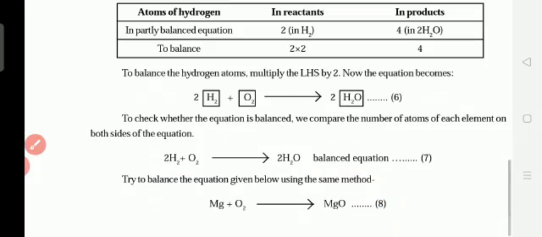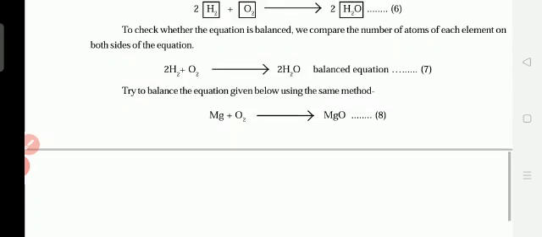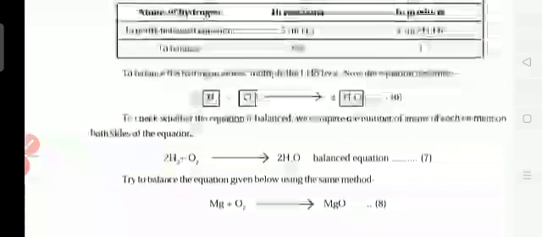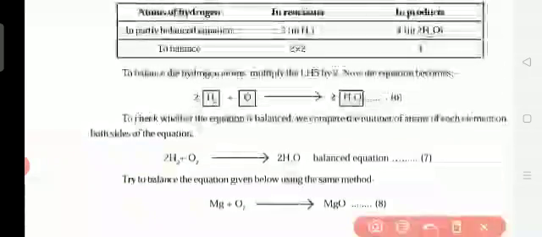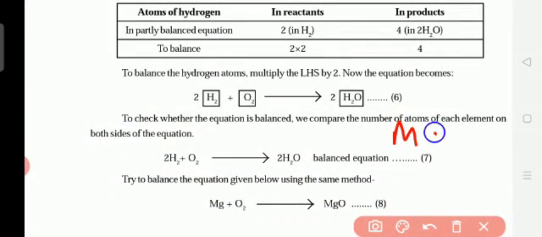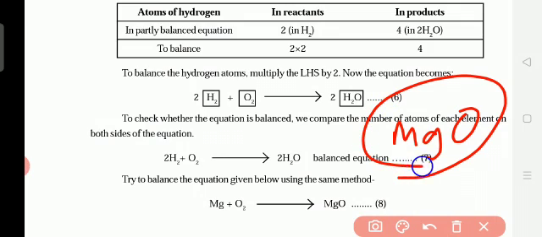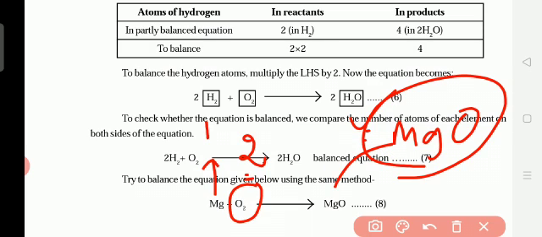Understand? Like that they are asking us to write for this also. Mg plus O2 gives rise to MgO. For example, here you see the magnesium oxide formula is only MgO. Now this compound we cannot change. Here, how many oxygens are there on the reactant side? 2 are there. Magnesium only 1. But in the product, magnesium is 1, correct, but oxygen is only 1. So it is not correct.